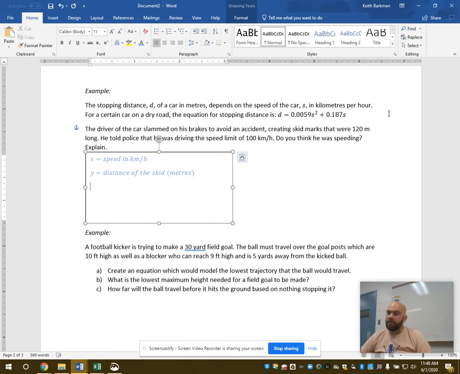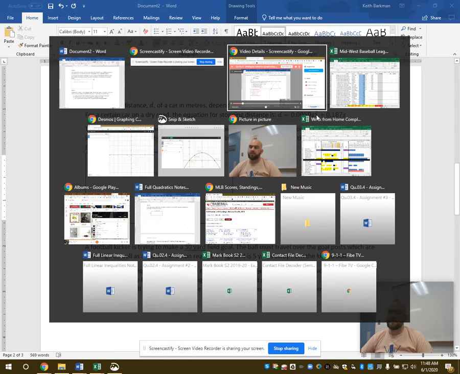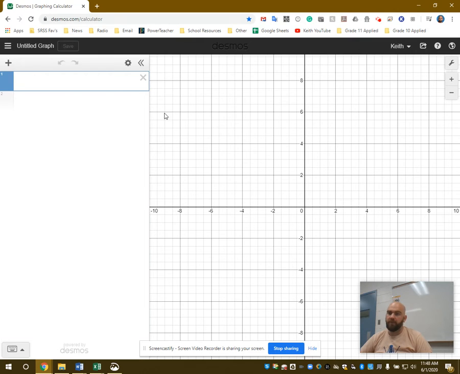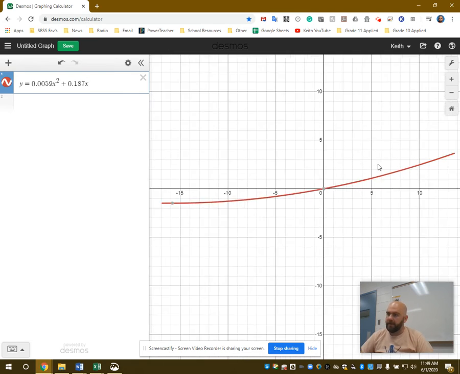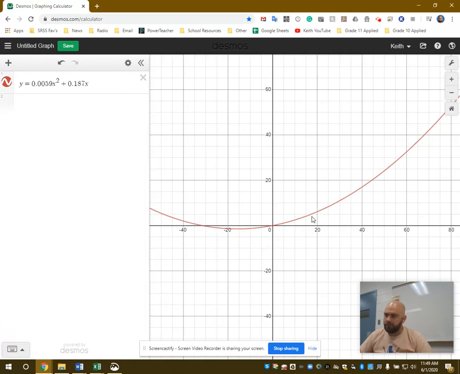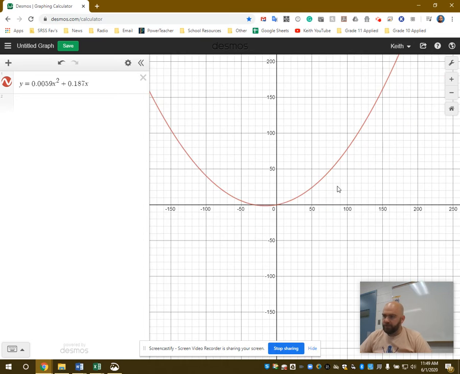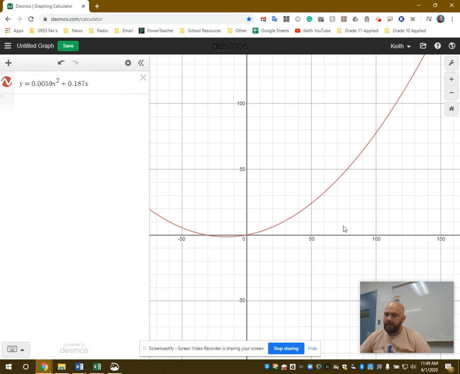Now, we're given the equation, and we're going to put it into decimals so we can solve for our answers. So I'm just going to bring up decimals here, and we're going to say that y is equal to 0.0059 x squared plus 0.187 x. There we go. All right, so there's our graph. Now, I'm just going to zoom out a little bit on the graph. We need about that there.